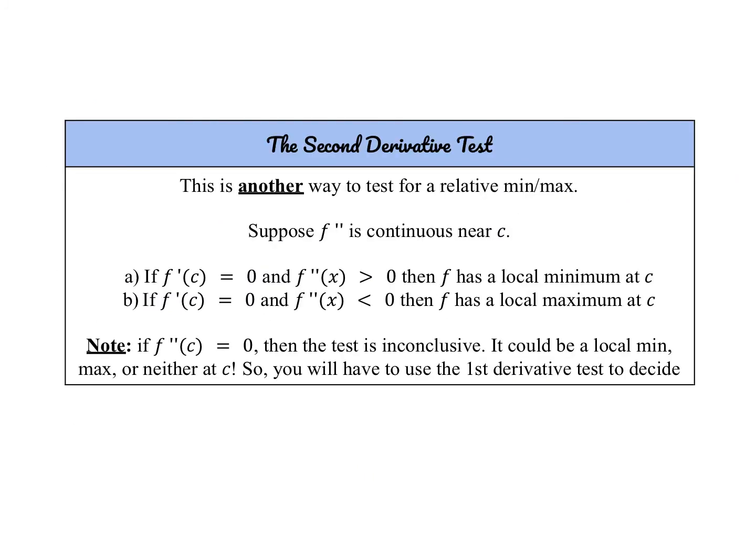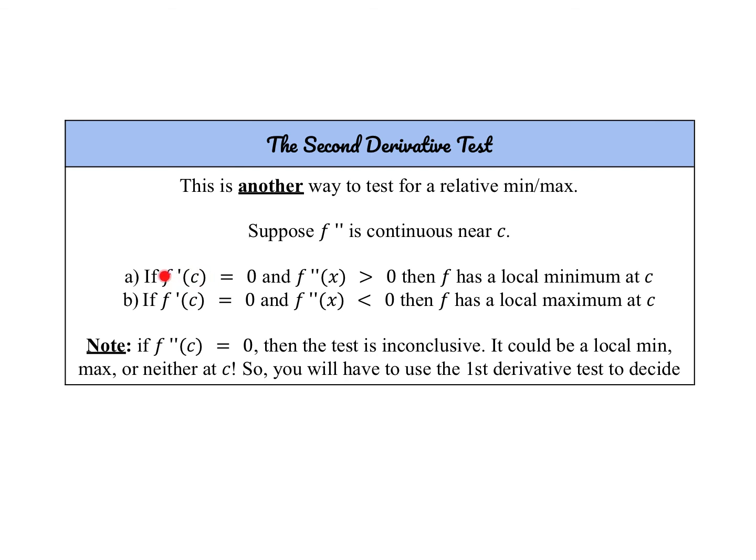So the last thing we're going to talk about is yet another way that we can test for a relative min or max. So remember, the way that we've already talked about today is determining when your derivative is equal to 0 and then seeing if it changes from positive to negative or negative to positive. The second derivative test is another way you can see if a critical point is a min or max.